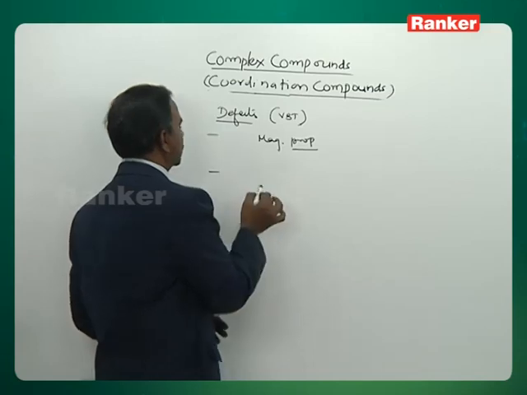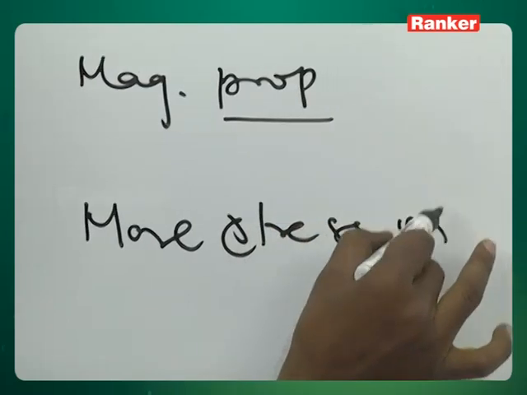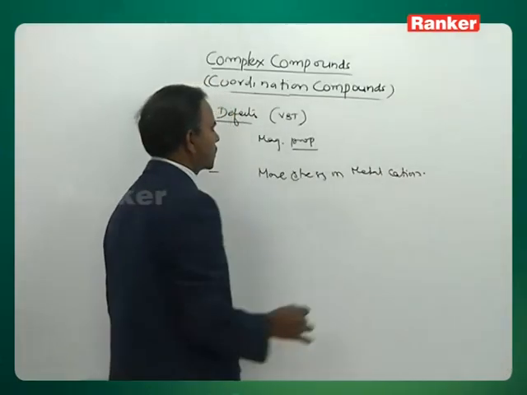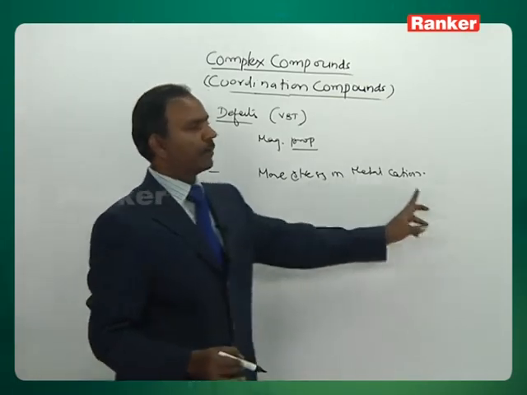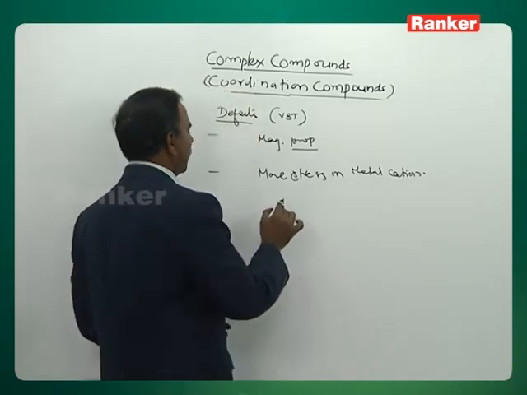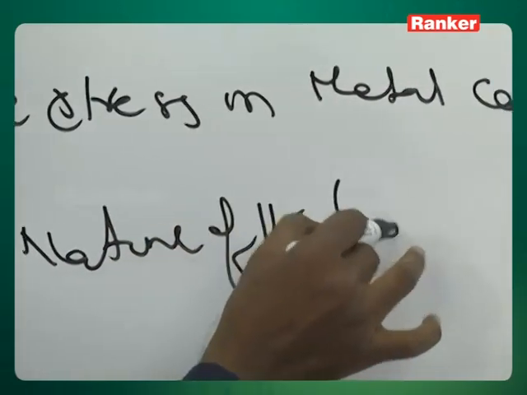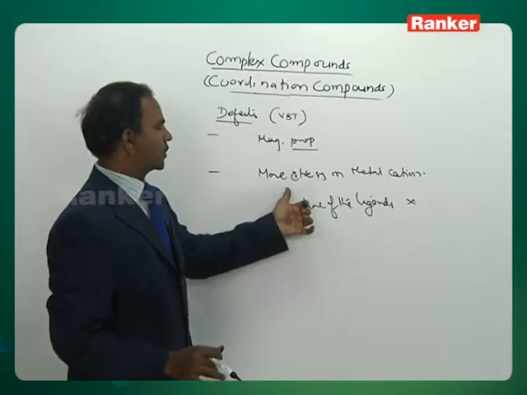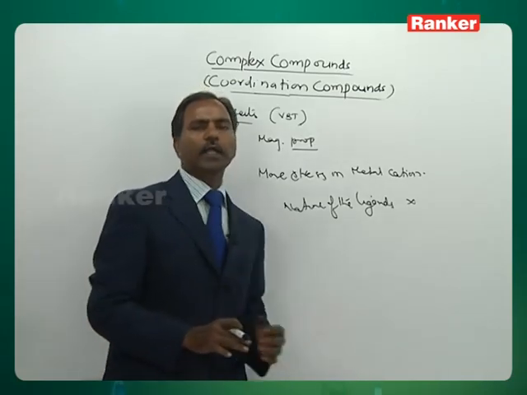Next, more stress on metal cation. More stress on metal cation, the nature of the ligands is completely neglected. It concentrated much more on the metal cation, but the nature of the ligands is completely neglected.